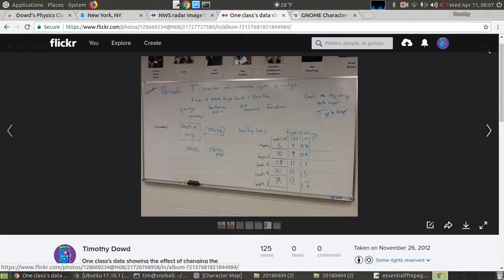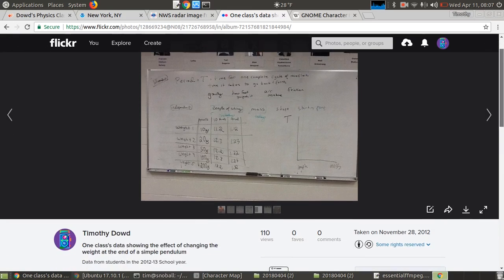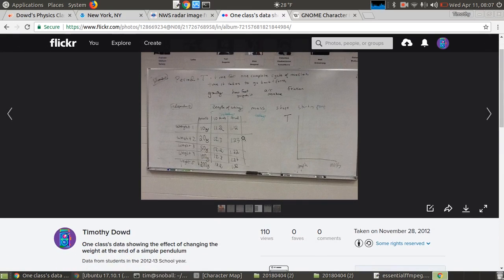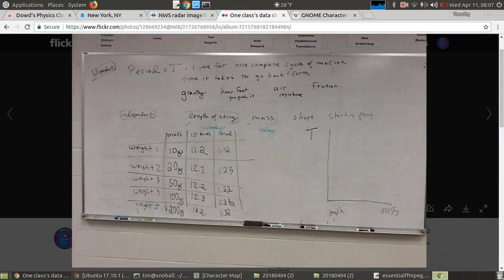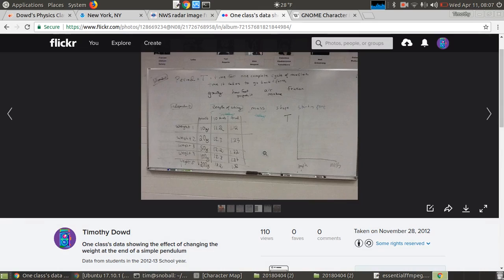So here's some data a class in 2012 at Southmore came up with. We saw that changing the length of string definitely caused a pretty significant change in how long it took to do one complete back and forth. Notice we had them time 10 and then divide by 10. That's because timing one back and forth is too hard to do. Here's the data for mass, and you can see that changing the mass didn't have a huge effect on how long it took for a back and forth.